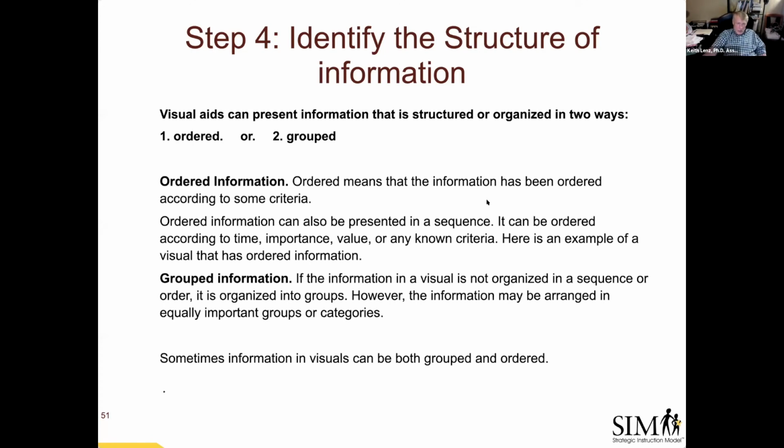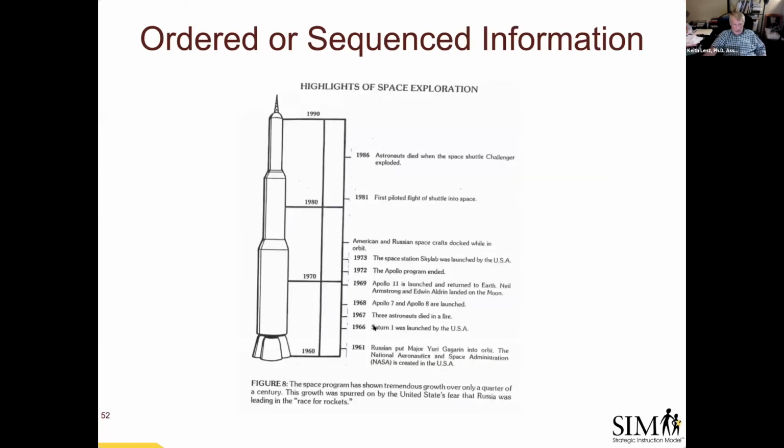Ordered information can also be presented in a sequence. It can be ordered according to time, importance, value, or any other known criteria. Here's an example of a visual that has ordered information. This is a sequence of time from 1961 to 1986 in terms of space flights.